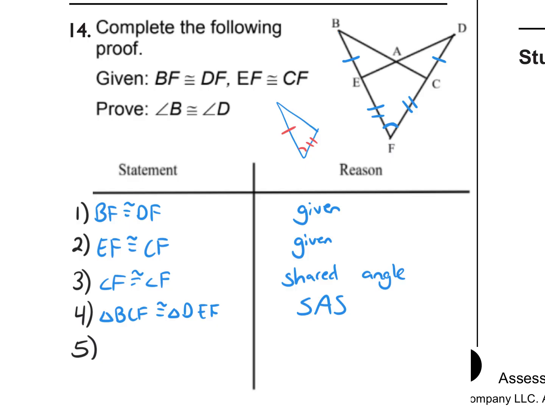Now, can we prove our proof statement? Yes. Okay, one thing I want to talk about real quick. I noticed a lot of us are putting that as our statement. Okay, what should we put as our statement? Angle B is congruent to angle D. Yeah, we want the actual proof statement. So angle B is congruent to angle D. What's our reasoning? Corresponding parts.